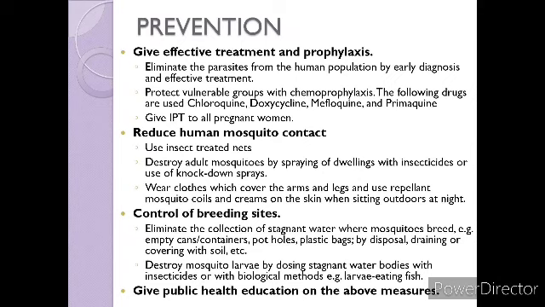Another one is control of breeding sites. How do we control them? Eliminating collection areas of stagnant water like old tires, empty cans, containers, potholes, and others. Then destroy mosquito larvae by dosing stagnant water bodies with insecticides or with biological methods like larva eating fish. Then lastly is giving public health education on the above measures.